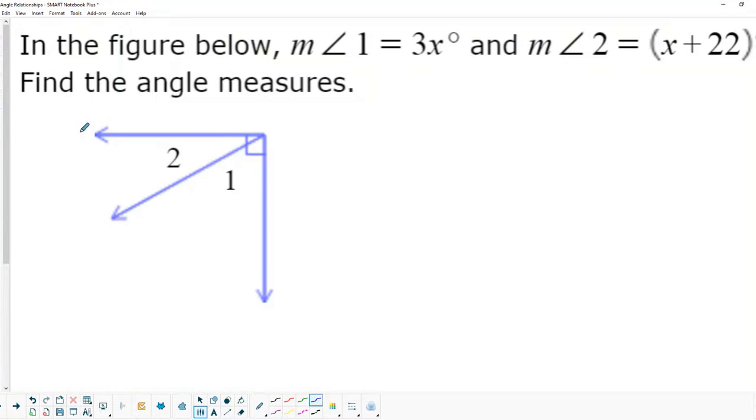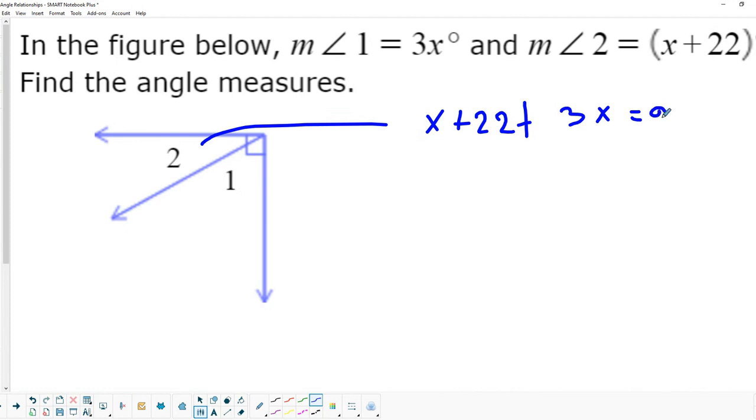So what we're telling you is that angle 2 right there equals x plus 22. Meanwhile, angle 1 is equal to 3x. And we know that if we add these two angles together, you would get a total of 90 degrees for your answer. So we're going to look at this a little closer.